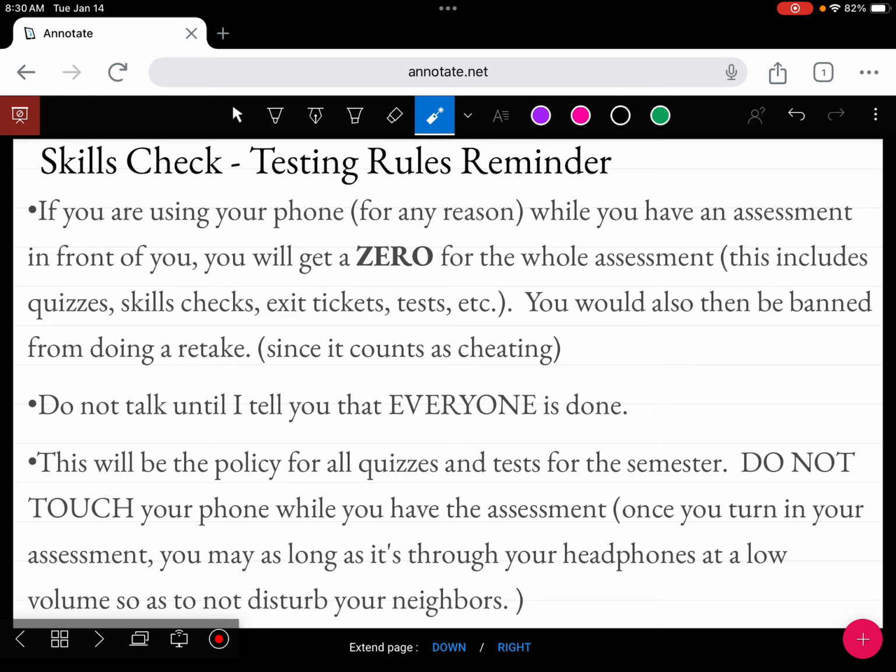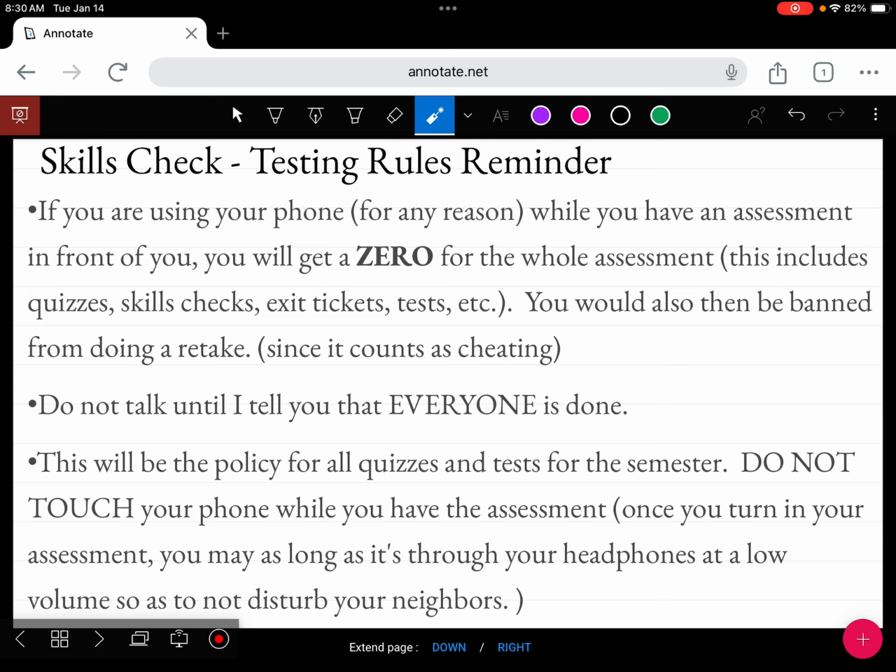It counts as academic dishonesty because I can't tell that you're not Photomathing it or whatever app y'all are using, because you get ahead of me on technology all the time. So don't touch your phone. Because if you get a 0 on it, then you also don't get to do a retake on it. I will tell you when everybody's done so you can talk to each other. I have no issue with that. Just don't talk before the tests are done. It's rude to the people around you.